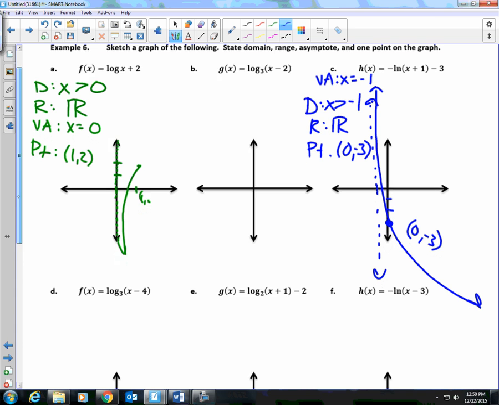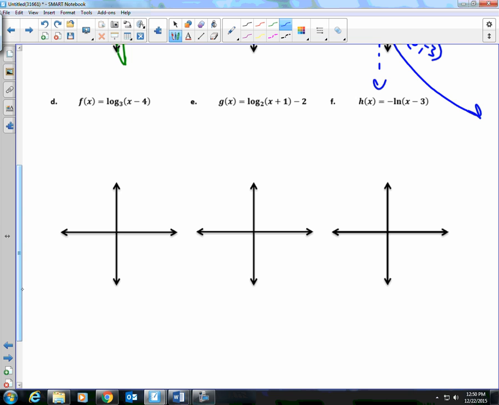Okay, we'll do one more together. You're going to do the last two on your own and put them on the board. What's the only transformation for letter D? Right 4. So x equals 4 is my vertical asymptote. What's the point? Its location used to be 1, 0. 5, 0.